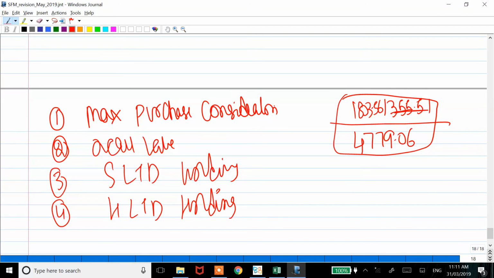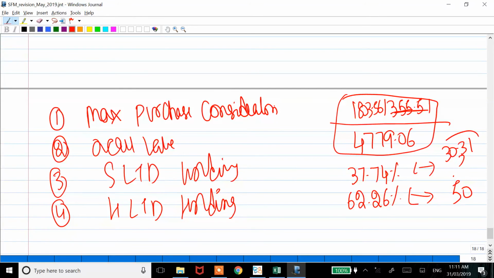1803 divided by 4779. What percentage? 37 point something. And I can continue to hold only 62.26. I need to hold only 62.26, which is equal to 50 lakhs. This is the number of shares I will allot to them. I will allot shares based on that. So I can allot a huge number because the transaction seems to be, well, this is the range.